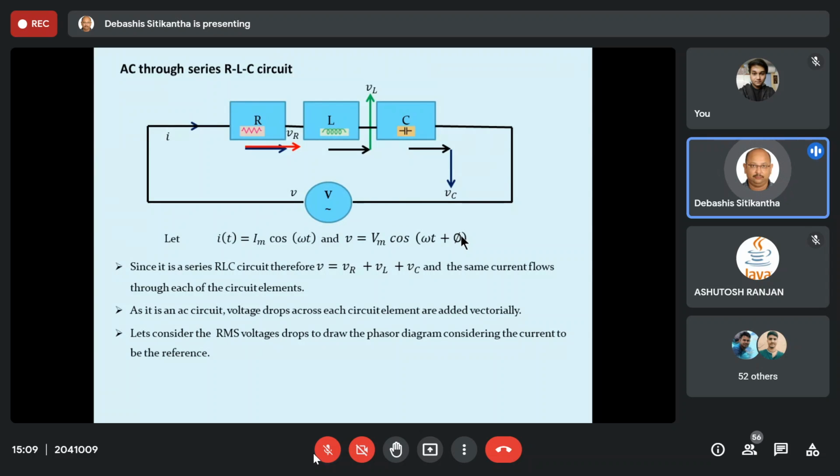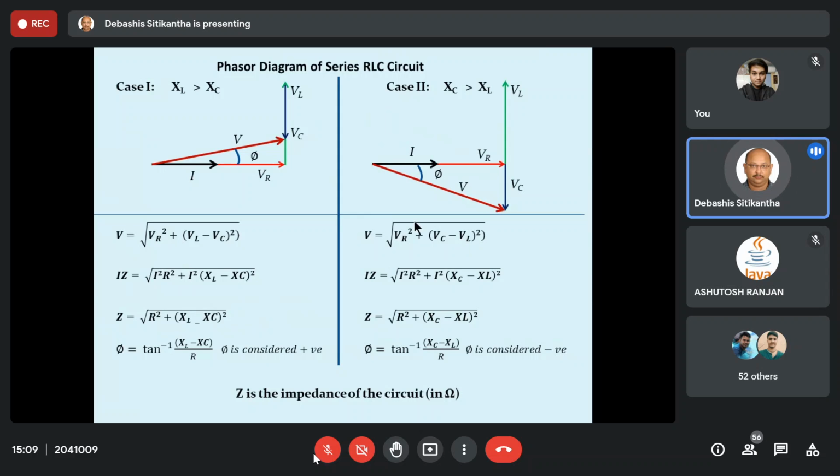Okay, so let us try to find out. So over here, I have tried to draw the phasor diagram of the RLC series circuit. So over here, there are two cases. The first case is when your XL is greater than XC. The second case is when XC is greater than XL. Now, both the circuit and phasor diagrams are quite easy to understand. So as you can see, the first case let us discuss.